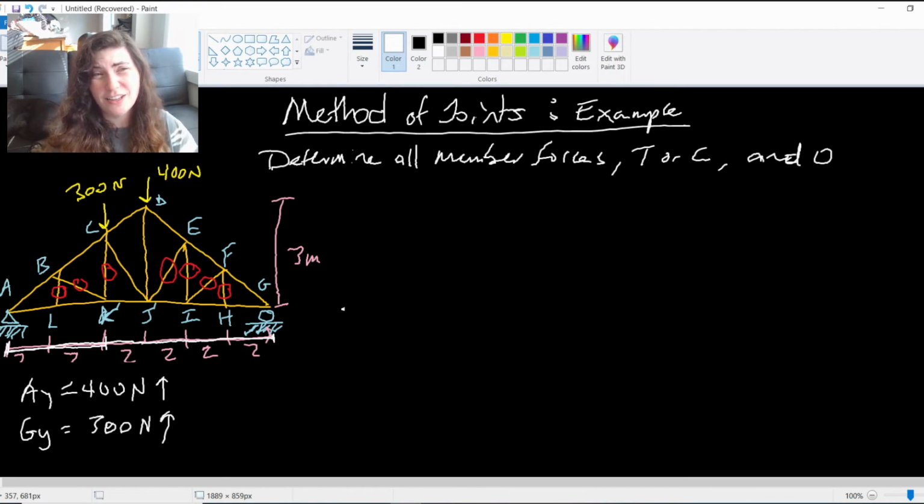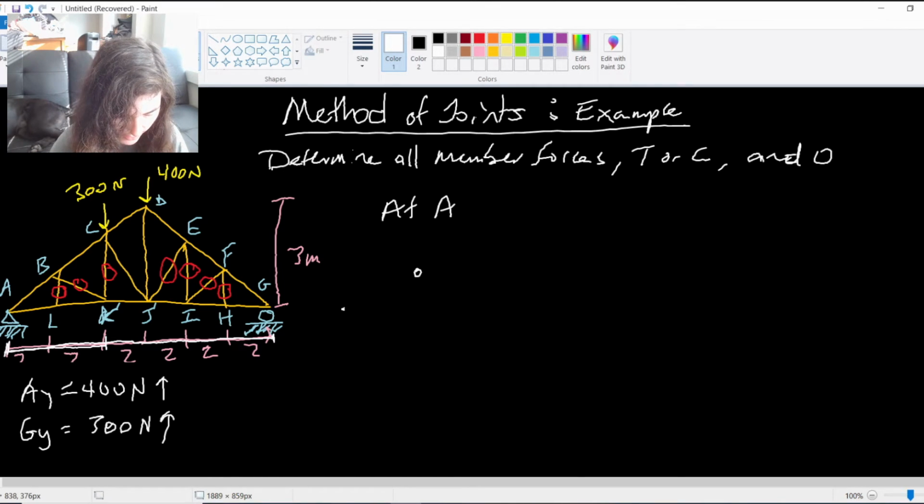For me, I usually start to the left and I kind of work my way to the right just because that's how I read things. It's how my brain kind of thinks about these things, but it's totally okay to start at point G if you want to. But I'm going to start for this example at joint A. So at joint A, our process again: draw the free body diagram and solve your equilibrium equations.